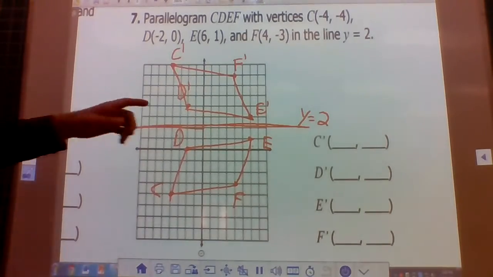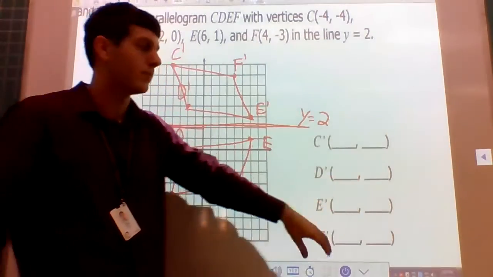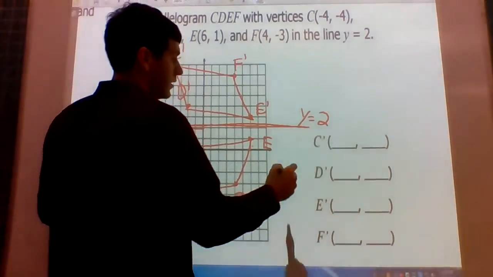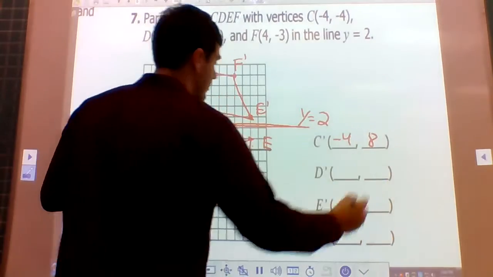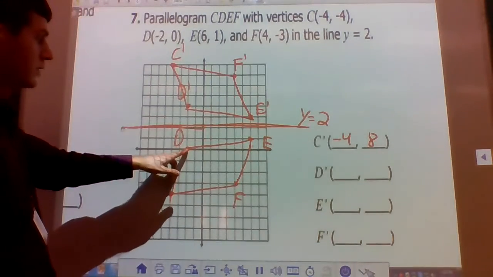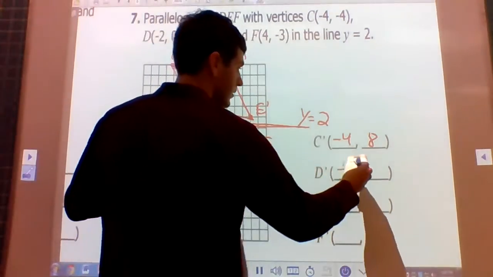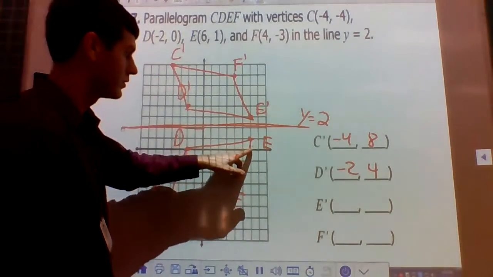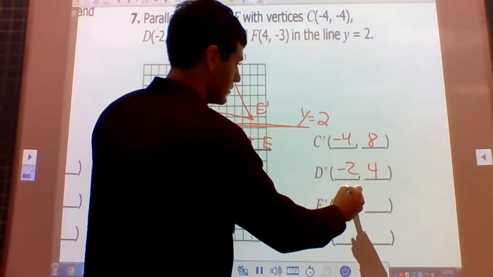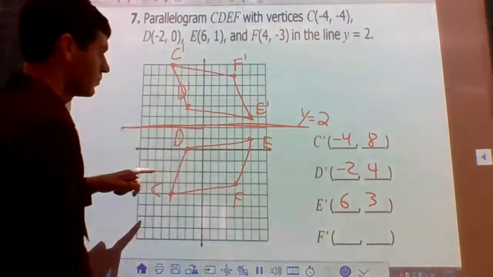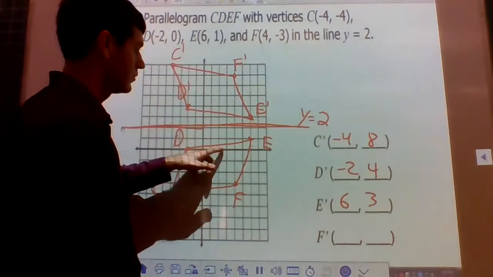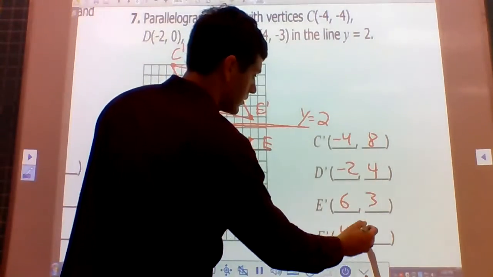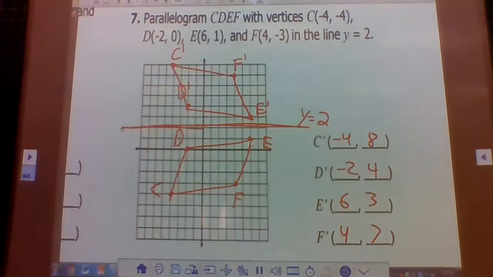Okay, then to fill in our points again, we can't use a formula, we have to count them out. So C prime here is going to be negative 4, 8. D prime, negative 2, 4. E prime is going to be 6, 3. And then F prime is going to be 4, 7. Okay.